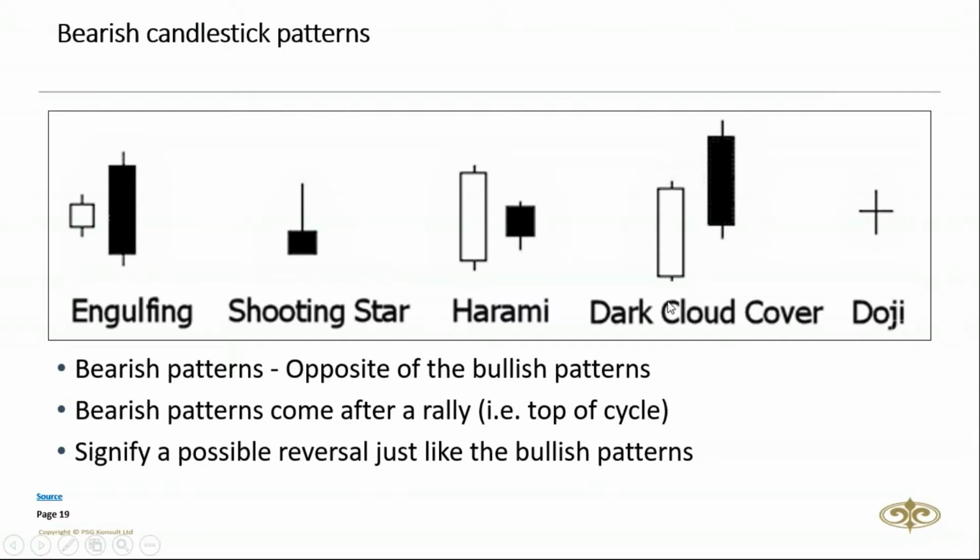Just now we called it piercing. On the top of the candlestick charts, we call it dark cloud cover. So when the cloud cover comes in, you know there's rain coming. There could be a reversal. And again, the doji. Okay.